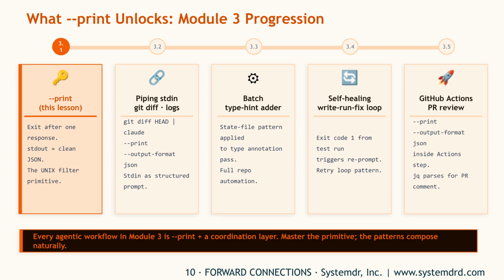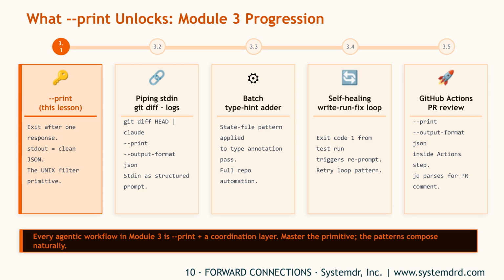The same pattern, subprocess, stdout capture, JSON parse, applies whether stdin is a diff, a test log, or a build failure. The output format JSON flag is the same. The state file is the same. Only the prompt changes. Lesson 3.3, batch type hint adder. The state file pattern from this lesson applied to a different transformation. Different src dir, different prompt, same architecture.